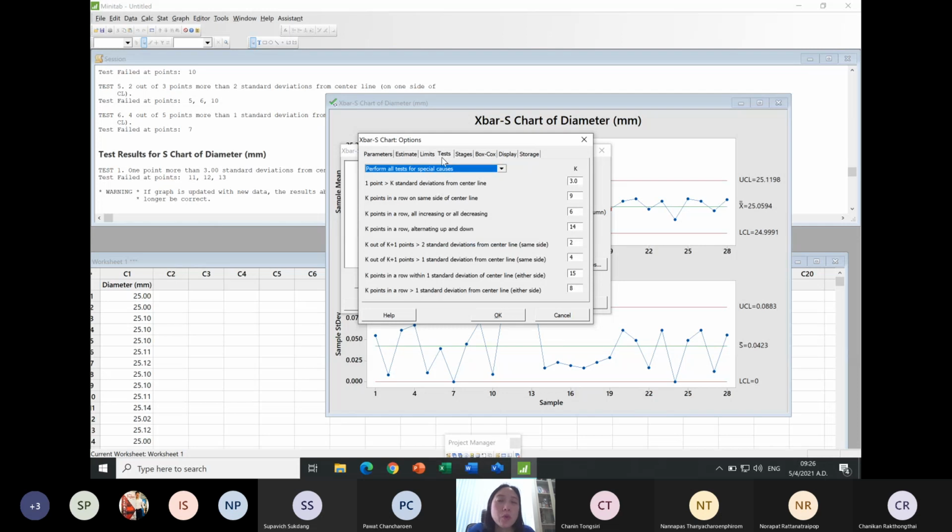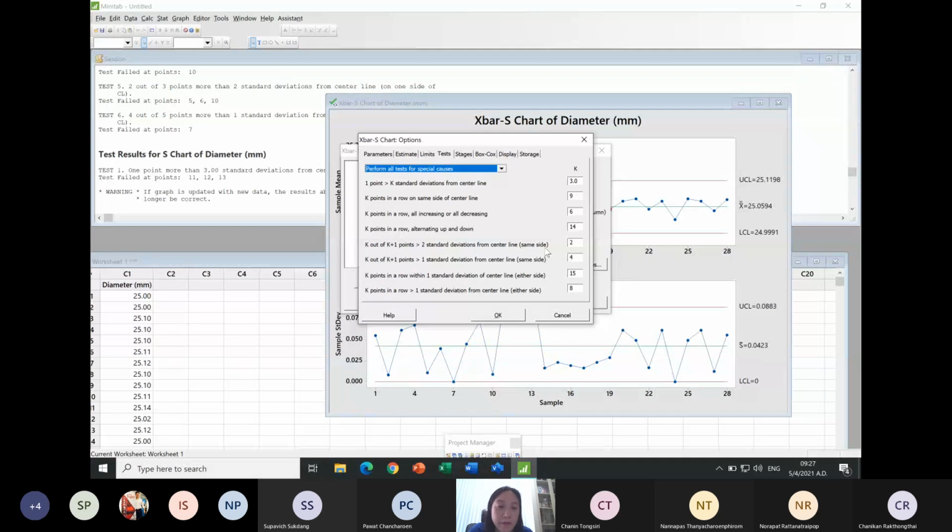So now we will move to rule number 5 to 8. If you take a look at rule number 5, it says that K, which is 2, right? 2 out of 3 points greater than 2 times the standard deviations from the center line. So greater than 2 standard deviations means it belongs to zone A or beyond zone A. So rule number 5, we can call it in short as 2 out of 3 in zone A or beyond. The next one, rule number 6, is 4 out of 5 points in zone B or beyond.